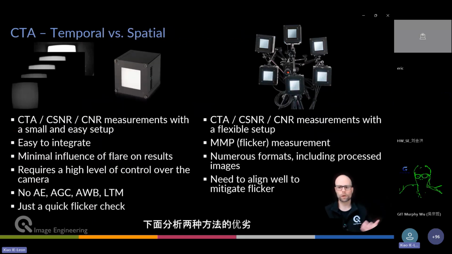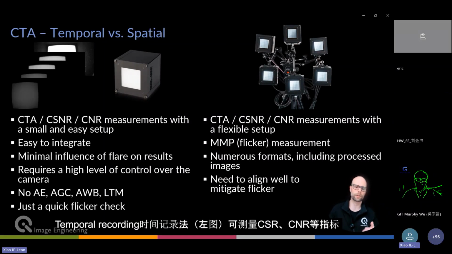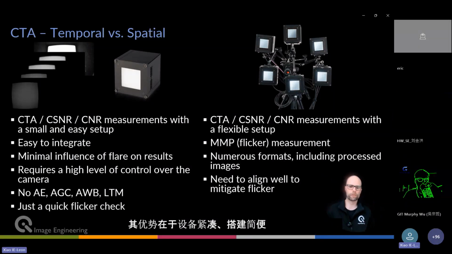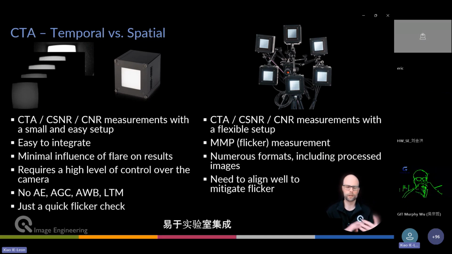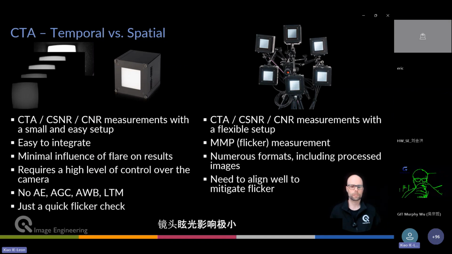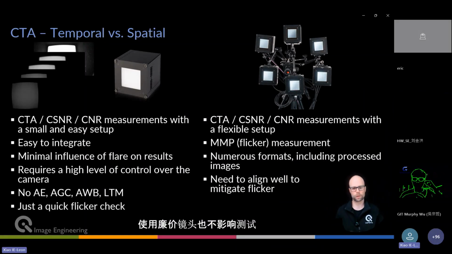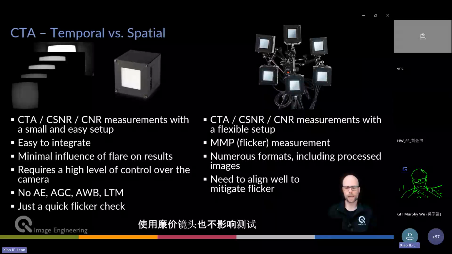So, for example, what are the differences and pros and cons? For the temporal recording, like on the left, you can measure CTA, CSNR, CNR, so different measurements from the standard with a small and easy setup. It's easy to integrate into your lab, or you could even do it on a bench or on a desk. The influence of flare from a lens is minimal. So you can perform this even with a cheap lens, it's no problem.